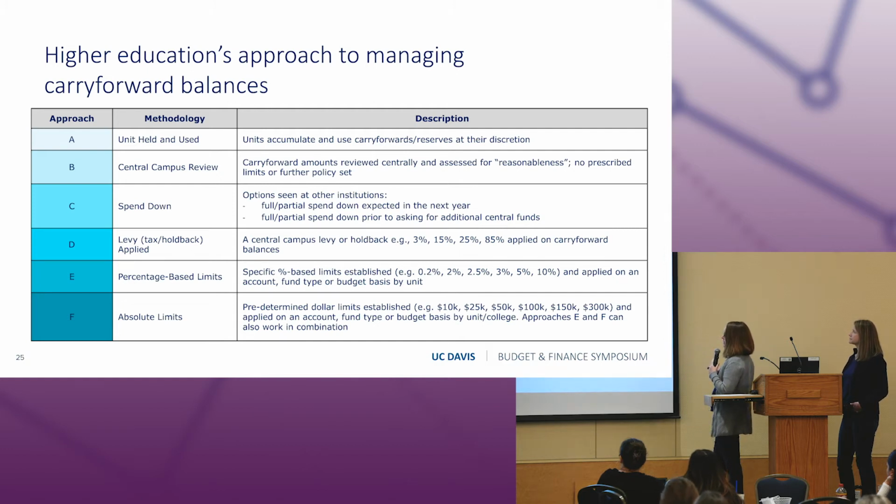A levy is applied. Might have happened here once in a while. Hold back some balances on certain things. Percentage-based limits, saying set limits applied to certain types of funds or accounts, and absolute dollar limits. So there's all sorts of approaches, and this can be done, like I said, here at the campus level, we're mostly doing A and B, but there can be different practices within your units.